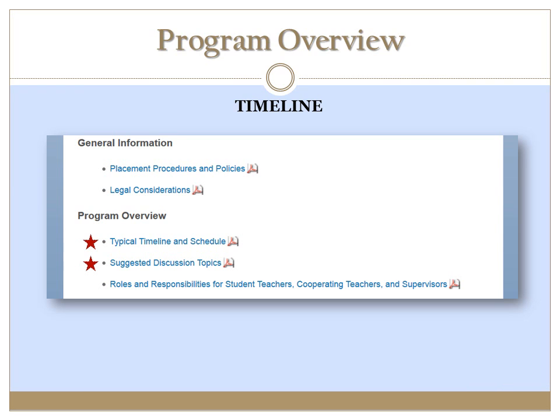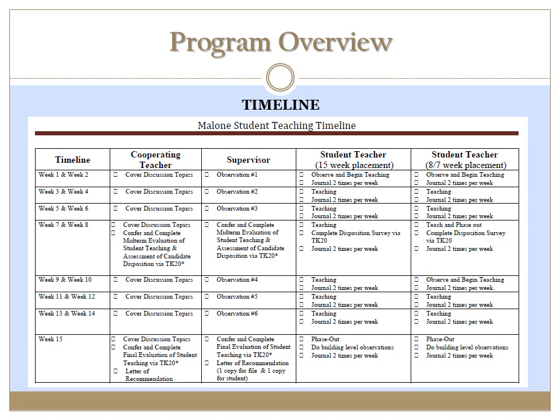Next, we will take a closer look at our typical timeline and student teaching schedule, as well as discussion topics that we recommend are covered on a weekly basis between the cooperating teacher and the student teacher. Next, we will look at the timeline for our program. This timeline is provided in the printed packet that goes along with the webinar. The timeline is divided into 15 weeks.